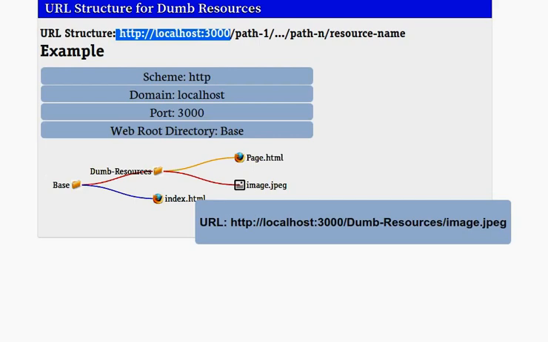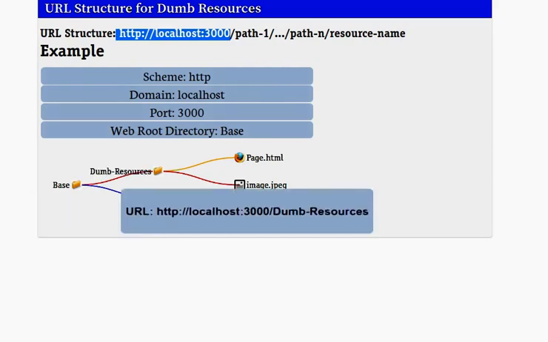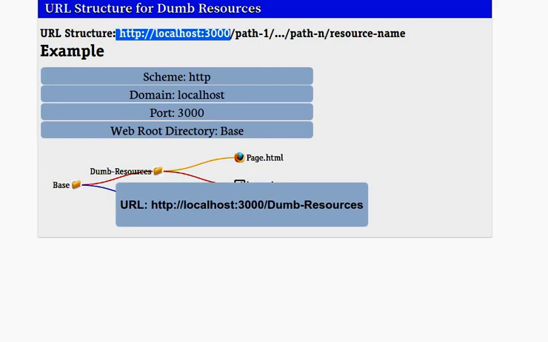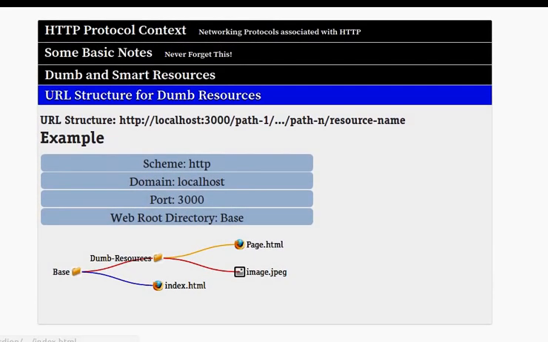Other than specific resources, it is also possible to construct URLs for directories. When the browser accesses the URL of a directory, and if the web server allows it, a listing of the files in that directory is displayed in the browser. Let us now see how to construct the URL of a directory. This is the URL of the base directory, and this is the URL for the dumb resources directory. Note that directory listing may be allowed or denied by the web server on a per directory basis. So I hope you now have an idea of how to construct the URL of a dumb resource. That completes the discussion of the URL structure.